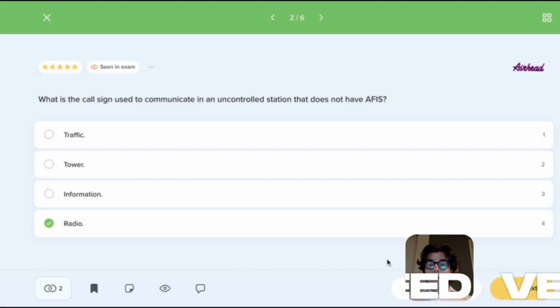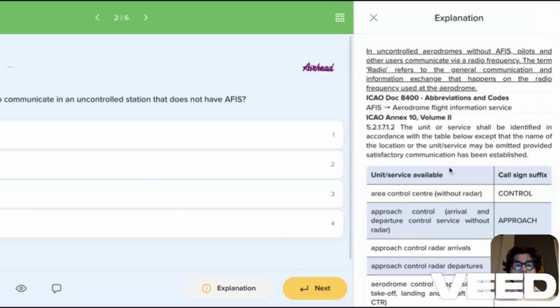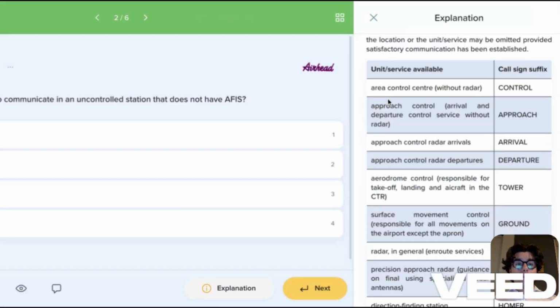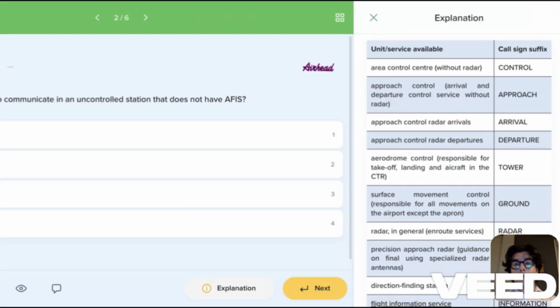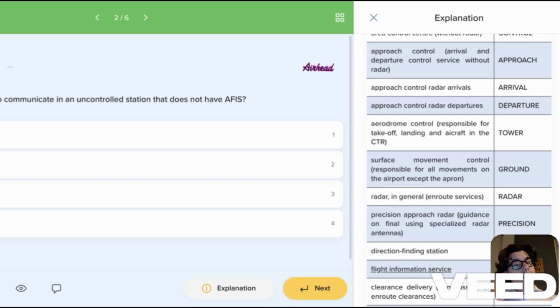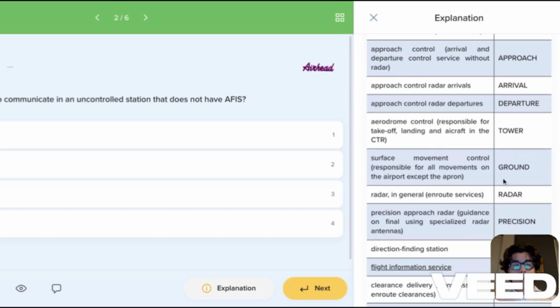However, there are many call signs that you will actually have to remember, including all of these. And I urge you to learn the tables such as this one right here, which I'm sure you'll be able to find both in the question bank, but also in your books for communications. You see, there are all these call signs such as control, approach, arrival, departure, tower, and all of these can be asked during the exams.